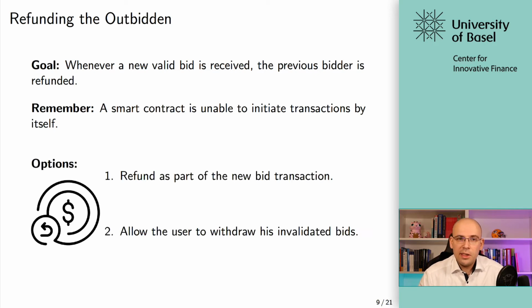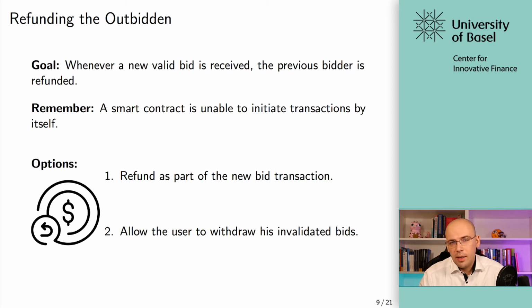So we have two options essentially. Number one, we could make the refund part of the new bid transaction. So we say whenever there is a successful new bid, then we could just refund the old or the previous highest bid to the address who did that bid specifically. Okay, that would be option one.